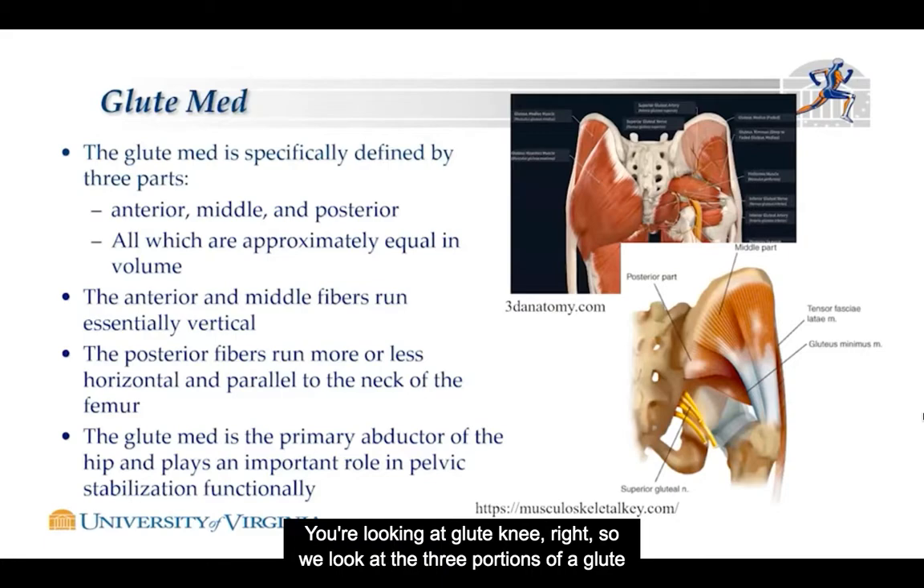We look at glute med. We look at the three portions of the glute med, with your anterior, middle, and posterior portion. They're all basically equal in volume, at the same size. The anterior and middle fibers run more vertically, which can affect how you design your exercises for those as well. The posterior fibers run more or less horizontally and are parallel to the neck of the femur. So the glute med is primarily a hip abductor. It plays an important role in pelvic stabilization functionally, as we all know, with the Trendelenburg gait during walking. Here's your middle, anterior, and posterior part. Your posterior part runs out horizontal to that hip joint.